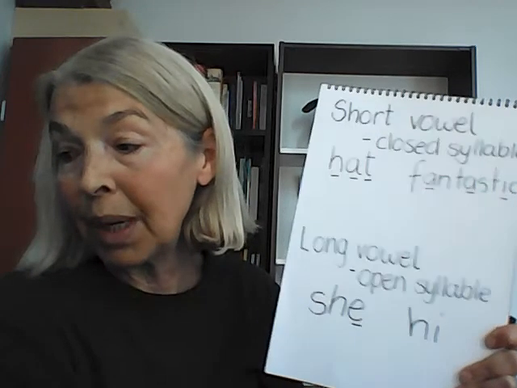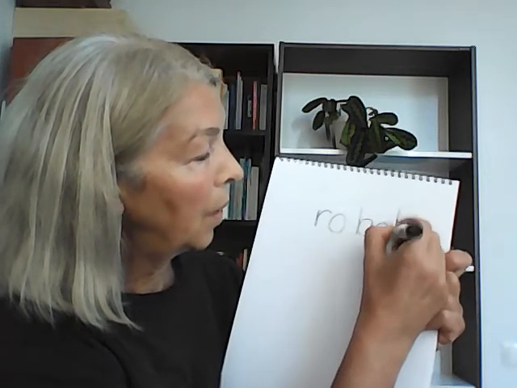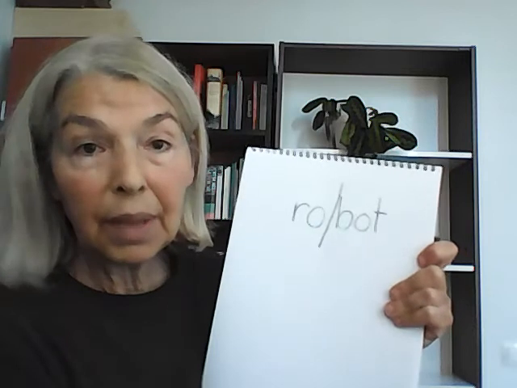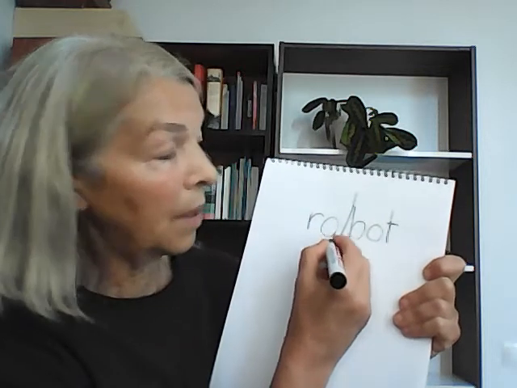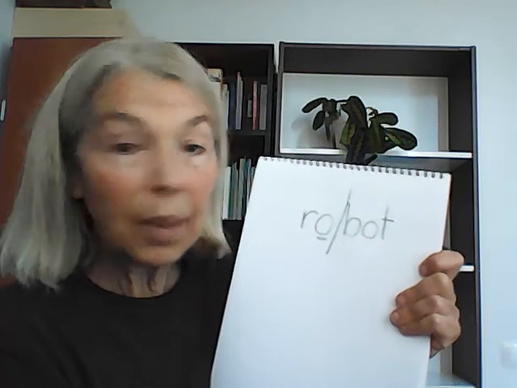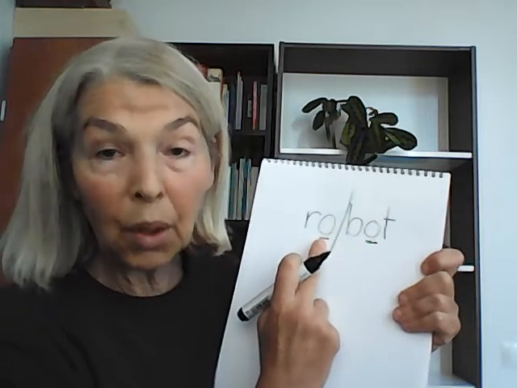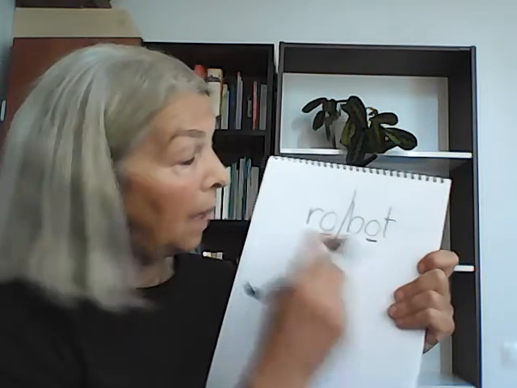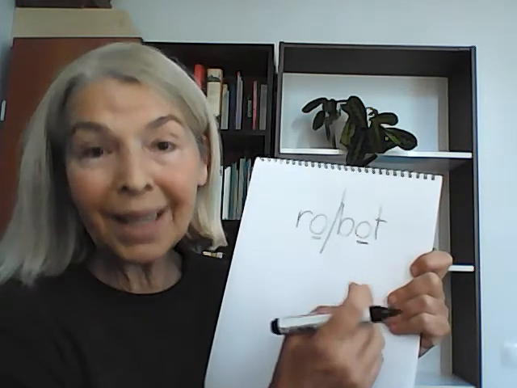We also have some other words where it might be a mixture. For example, robot. And you can see here that it's 2 syllables. The first syllable, ro, is an open syllable, so that becomes a long O sound. And the second syllable, bot, is a closed syllable, so that becomes a short vowel sound. So although we have the same letter there, an O, it makes 2 different sounds, a short vowel sound or a long vowel sound, depending on its placement.